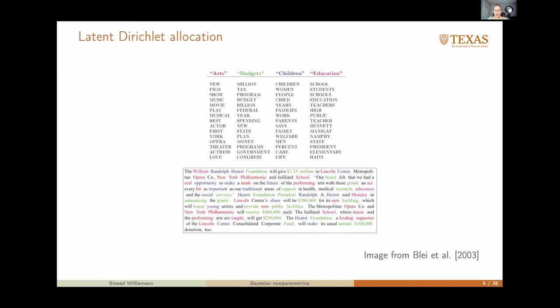And then here we have a document where we've labeled the words with their most probable topic. Right? And so here we see that that document is a mixture of these four topics. Some words belong to other topics and haven't been colored. So we have words such as New York Philharmonic and performing that are associated with the arts, and words such as provide and $400,000 and grants associated with budgets. Okay, so this is a way of understanding, in a very interpretable way, what's going on in these documents and what a document is about.